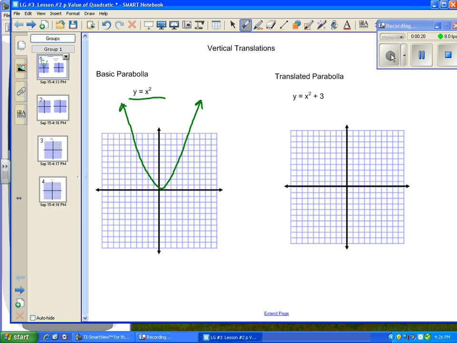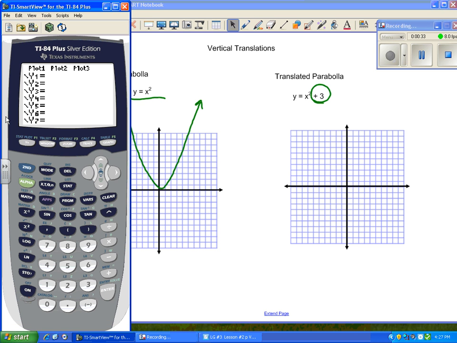It's smiling at us. Looking at the next part, we have a different equation. We have this plus 3 here, and we call this a translated parabola, and we're going to find out why. Let's go to our calculator here, which I just happen to have handy and ready to go. So let's put in our equation, which is x squared plus 3. And we're going to hit graph.